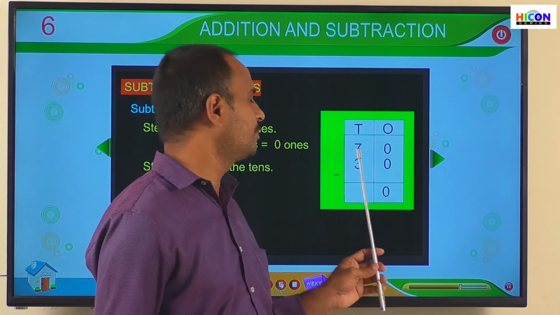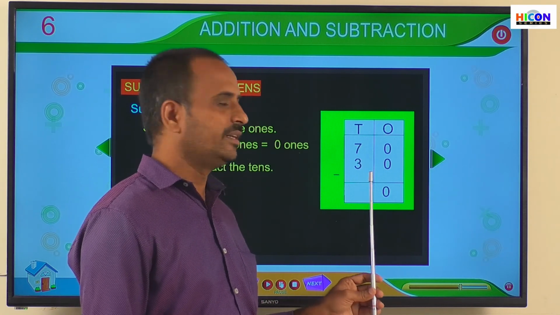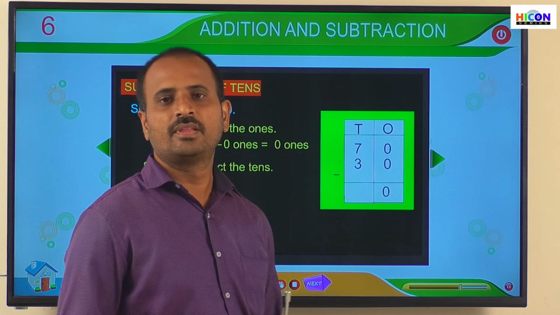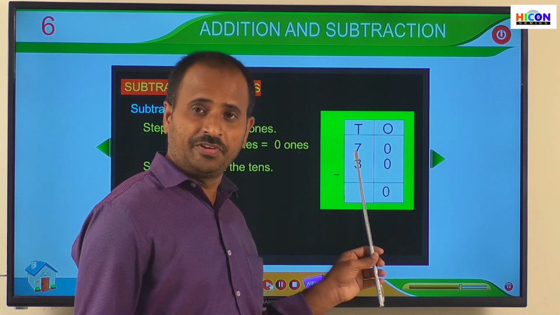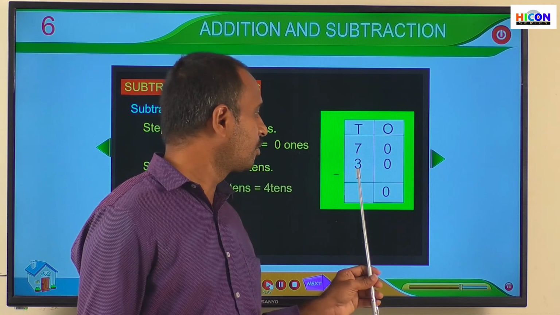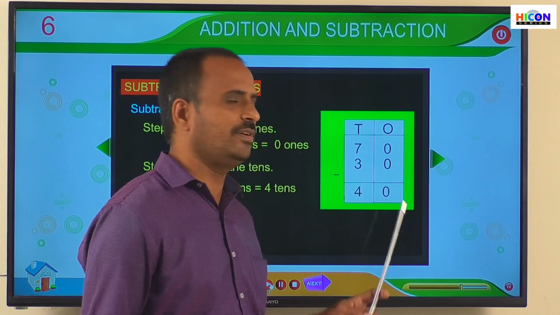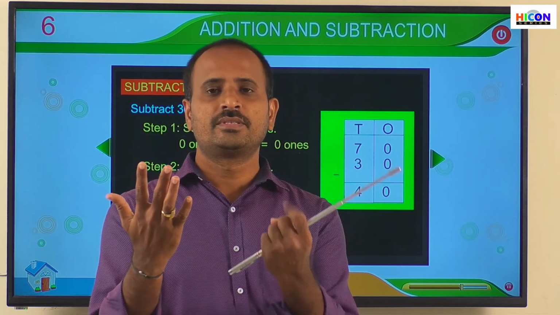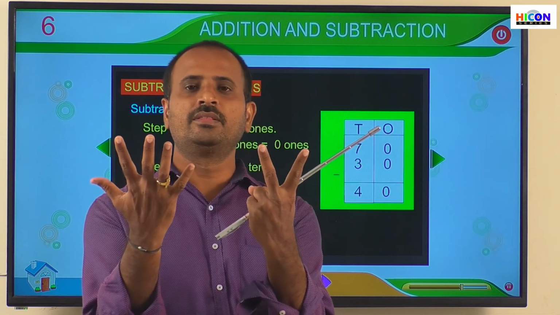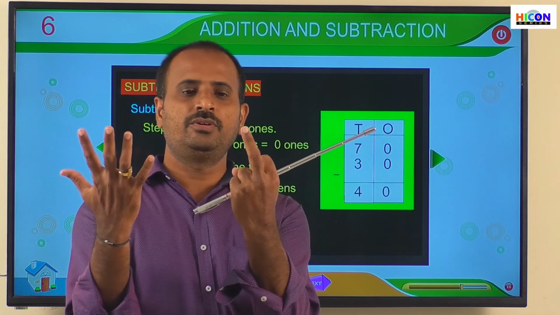Now go to the tens place. What are the digits here? 7 and 3. That is 7 minus 3. How can we subtract here? Open 7 fingers of your hand and close 3 fingers among the 7 fingers. So open 7 fingers, 1, 2, 3, 4, 5, 6 and 7. Among these 7 fingers, close 3 fingers, 1, 2, 3.